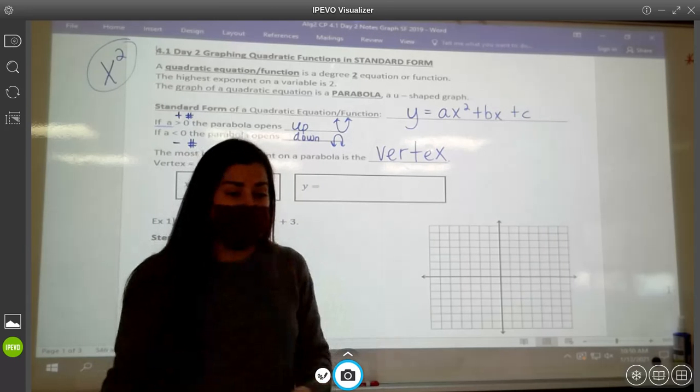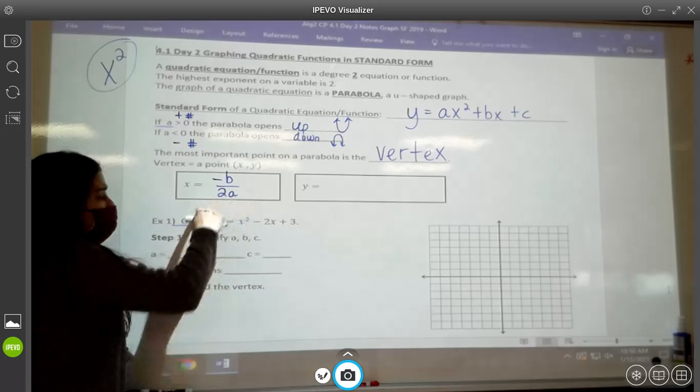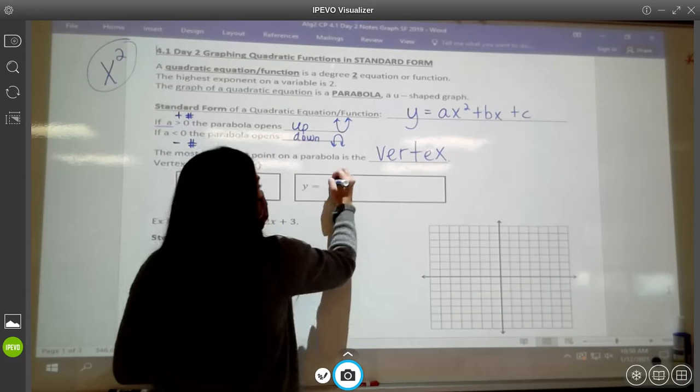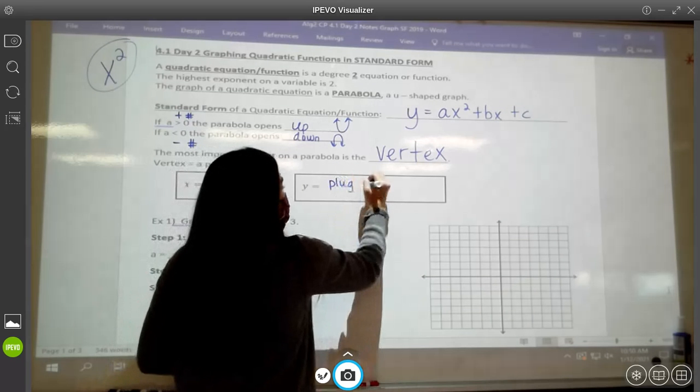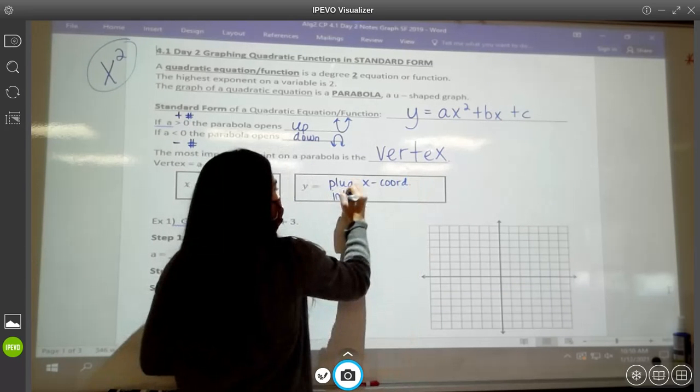All right? Unfortunately, though, there's no magic formula for the y-coordinate. To get the y-coordinate of your vertex, you just have to take the number you got here for x and plug it into the actual equation they gave you. So the y is just going to equal whatever you get when you plug the x coordinate of your vertex into the equation.